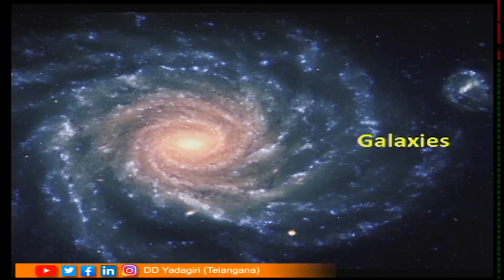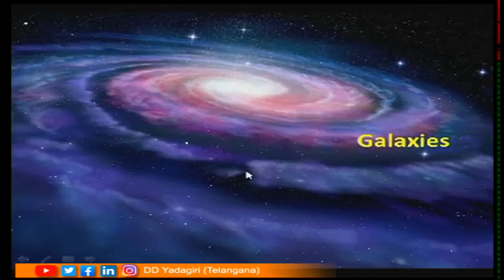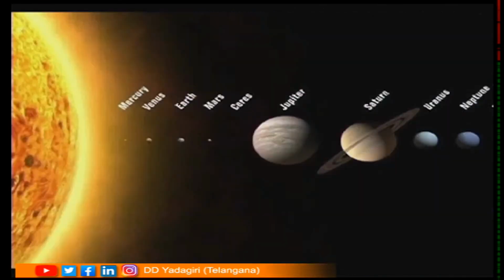Now, this is the Milky Way galaxy. Our sun is a part of the Milky Way galaxy. See, children, we have different stars present, and as you can see, these stars again have different planets also. So, as the sun has 8 planets revolving around it, this is also a type of galaxy. So, let us come to the solar system.